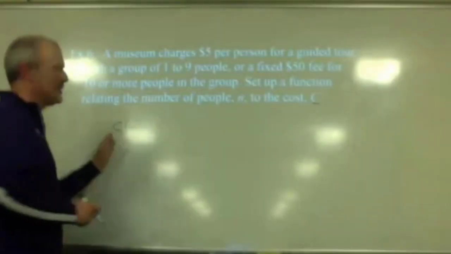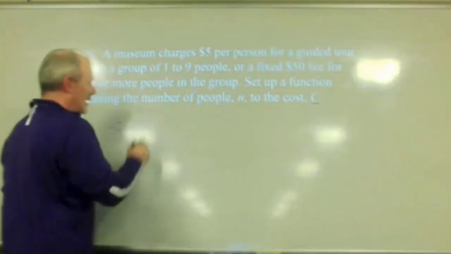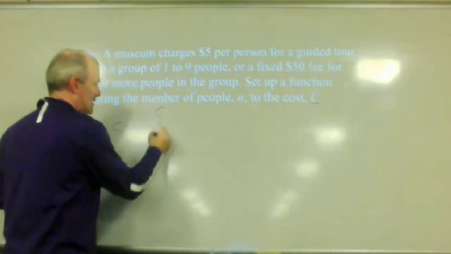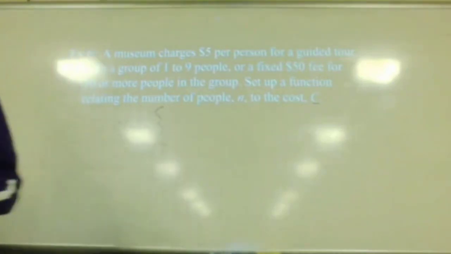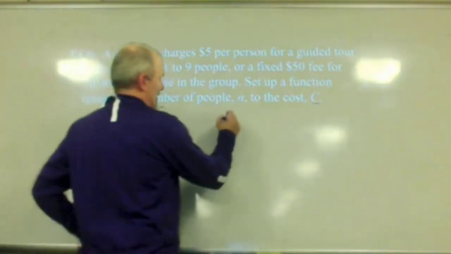It's nice when the function names actually make sense, cost. It doesn't always happen. A lot of times they use f. But what happens is we have 2 different situations here, right? Our group could have somewhere between 1 and 9 people, or our group could have 10 or more people. And those are the 2 different cases that we've got. Okay, so let's write down those 2 cases.